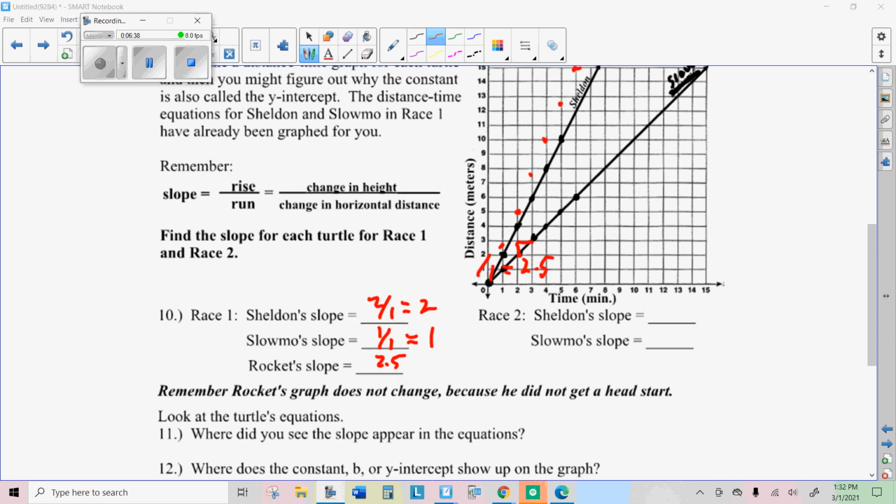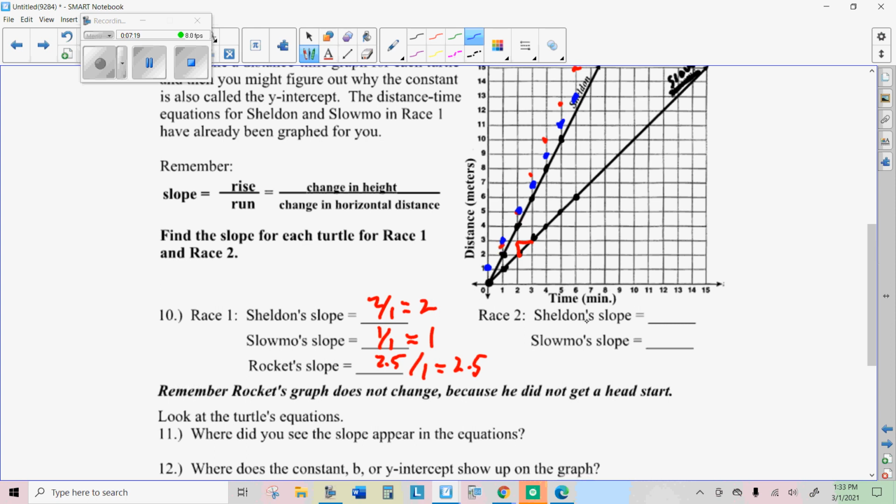All right, now we're going to graph the other equations. And to do that, we are just going to start at a different place, and then we're going to do the slope the same way. And I'll do the first one, I'll do these lines in blue. But Sheldon starts at 1, so it's 0, 1 is his first point. And then you need to go up 2 over 1 for him. And that's going to look like those lines. Okay. Go ahead and graph for race 2.